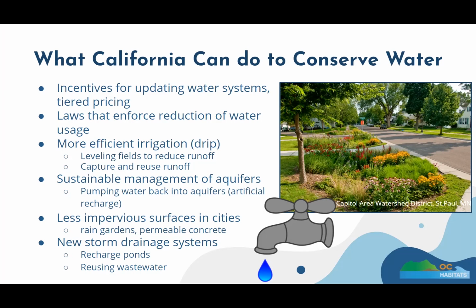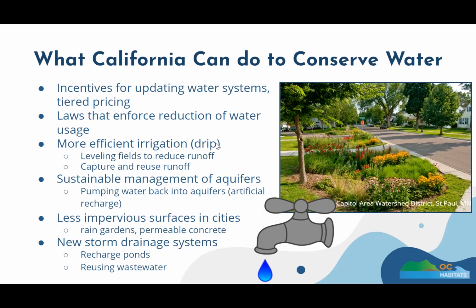Also, there is something called tiered pricing, which has been shown to work pretty well in other places. Tiered pricing charges higher rates for people who use a lot more water, so it charges more as you go up in your water use. That encourages people to conserve water, and that has been shown to work pretty well.